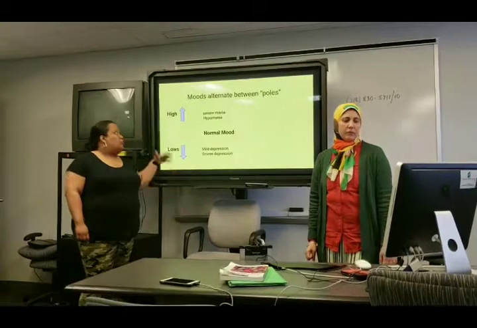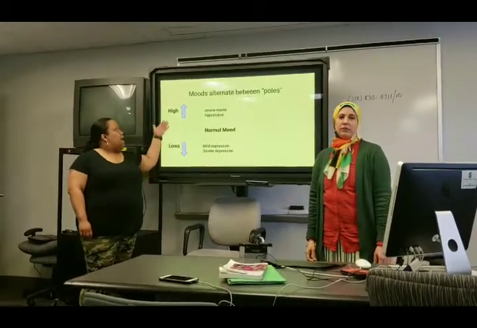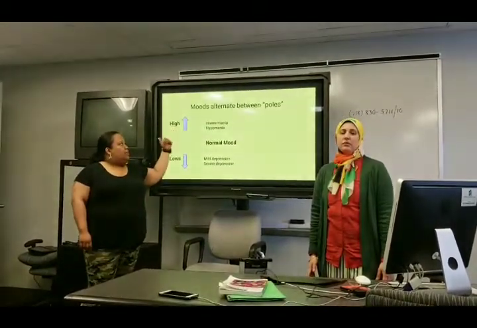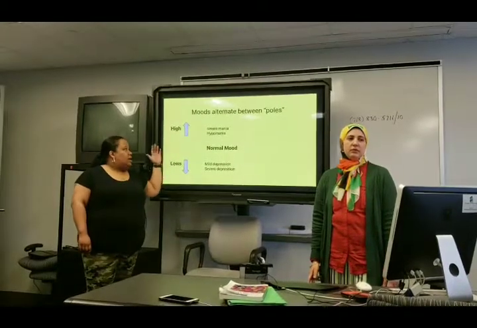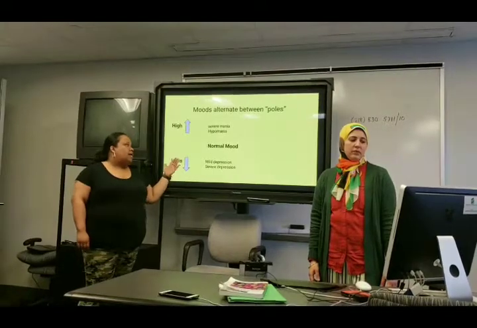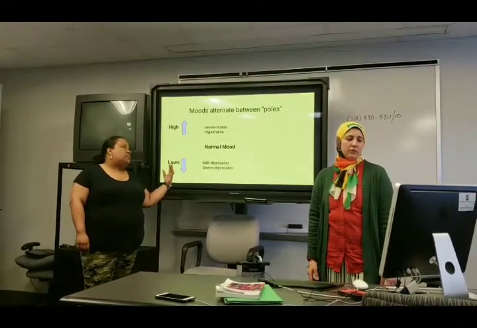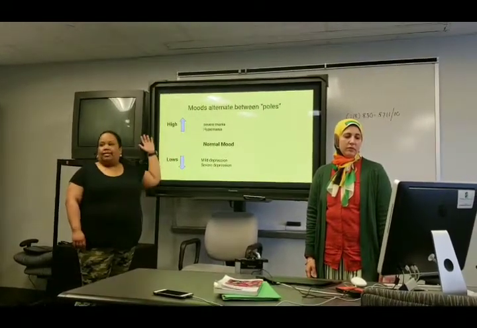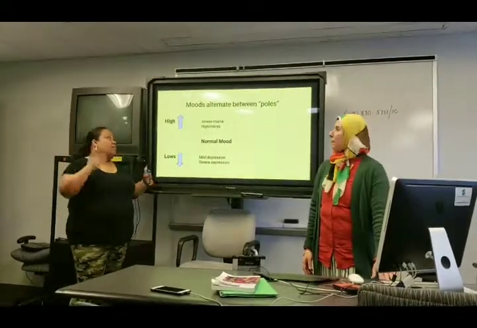So these are the poles. The high is when they're in severe mania or hypomania. Then that's normal mood. Then the lows are considered mild depression or severe depression. So these are the mood swings. It could be very high or it could be very low.